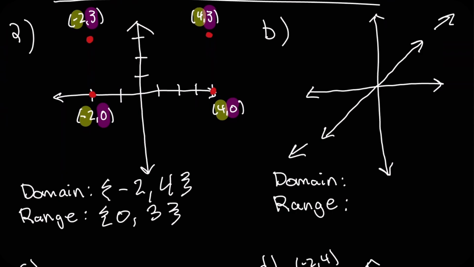So what is our domain? It's going to be -infinity to +infinity. Same thing with our range, right? Our range, it's going to keep going up and it's going to keep going down forever. So our range is going to be -infinity to +infinity.